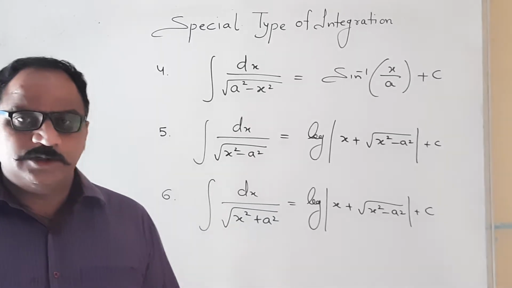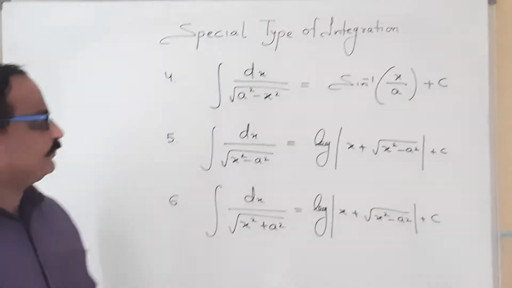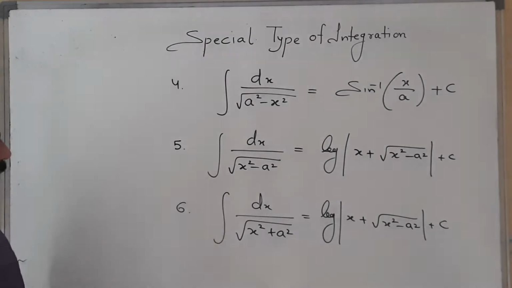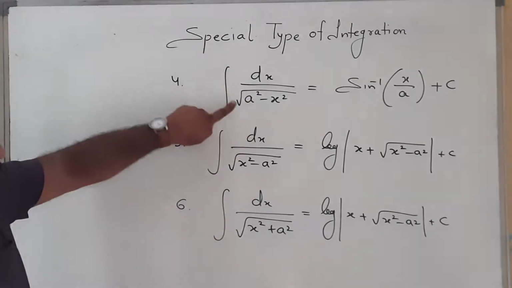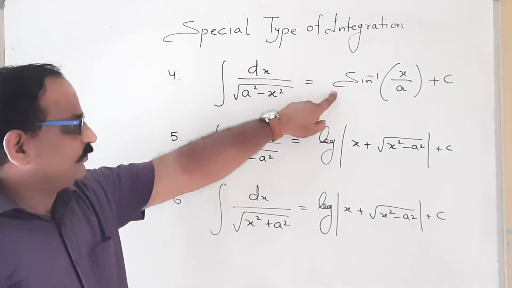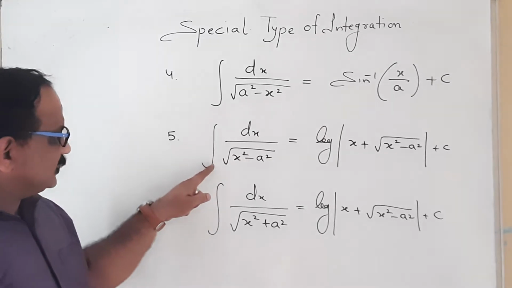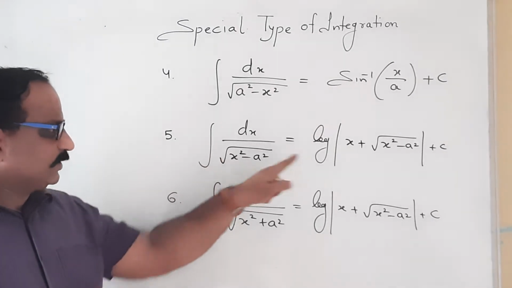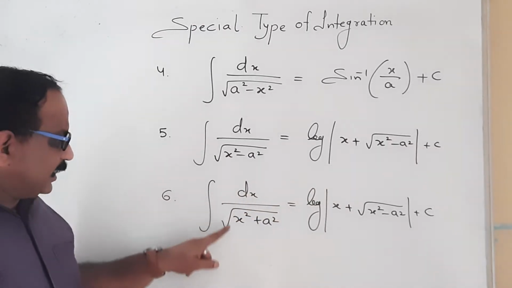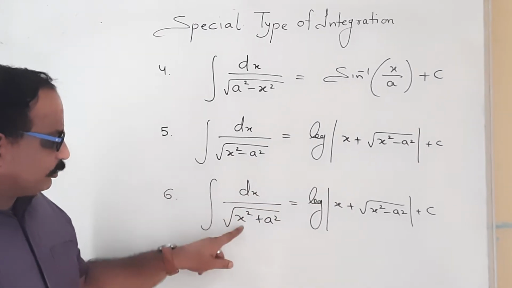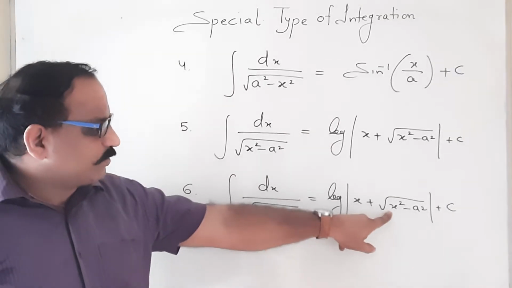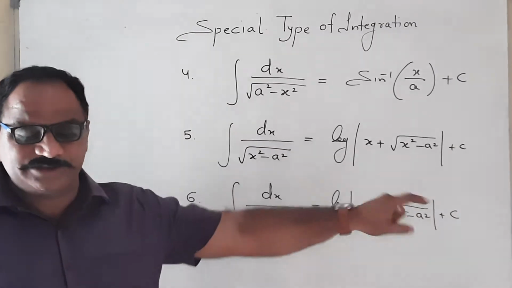Hello everyone. With the continuation of special types of integration, today we have to learn about more special types. Say like here, dx upon under root of a square minus x square. The result that comes to us is sine inverse x by a. Another is dx upon x square minus a square. Result is log of x plus root x square minus a square. And sixth is dx upon under root x square plus a square equals log of x plus under root of x square plus a square plus c.